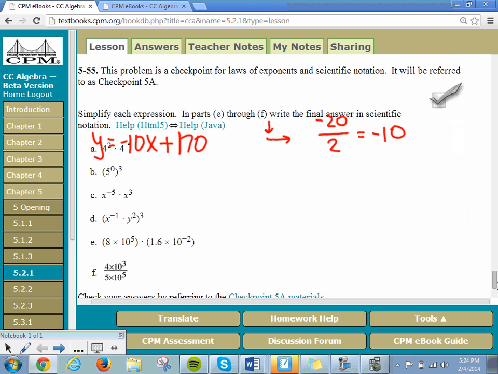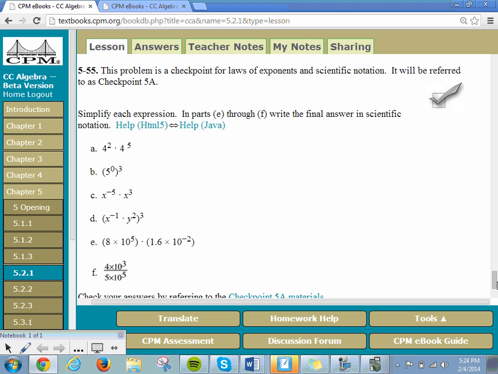All right, 55. So this is our last problem. This is a checkpoint problem. We are not going to be doing a specific checkpoint quiz right away. You will see this, though, probably come up on the next quiz or test. So we want to simplify each expression, e through f, and then write the final answer in scientific notation. All right, so everything in parts e through f should be in scientific notation, but a, b, c, and d do not need to be. So let's go ahead and do these.